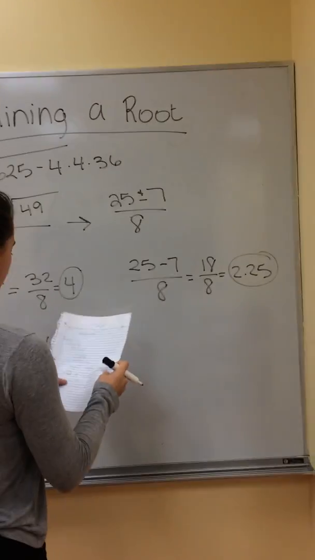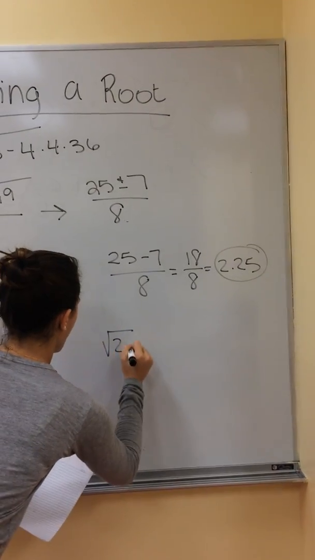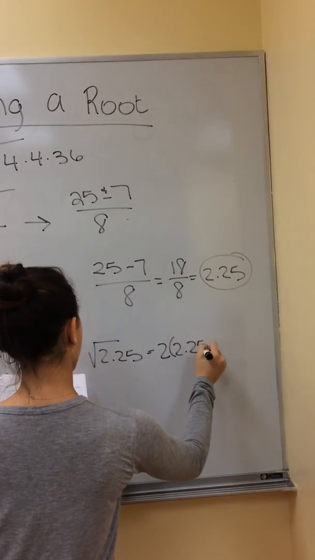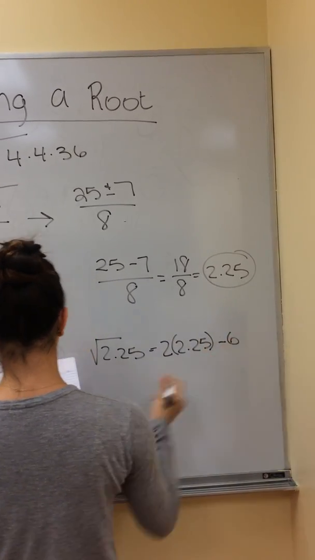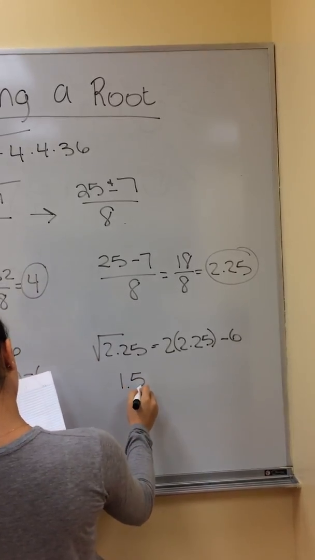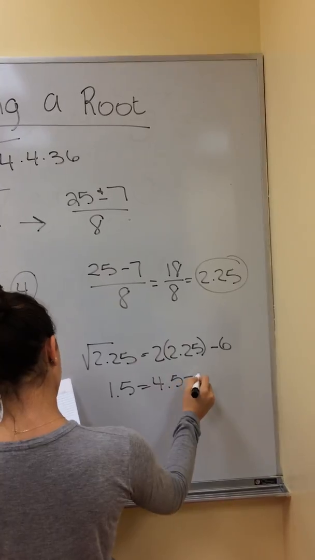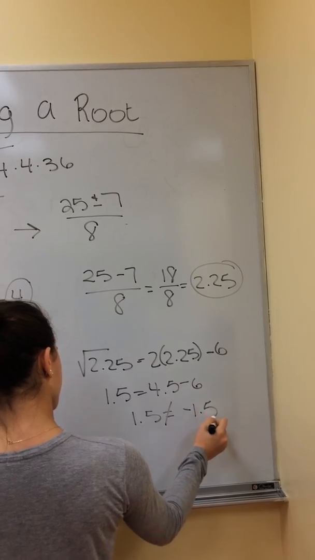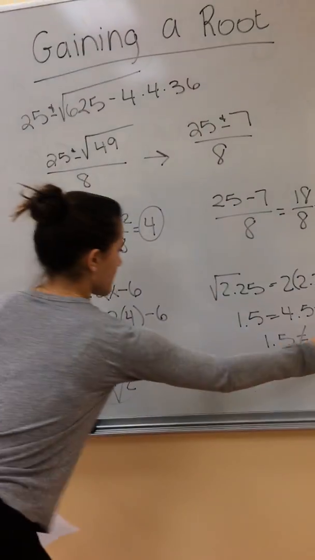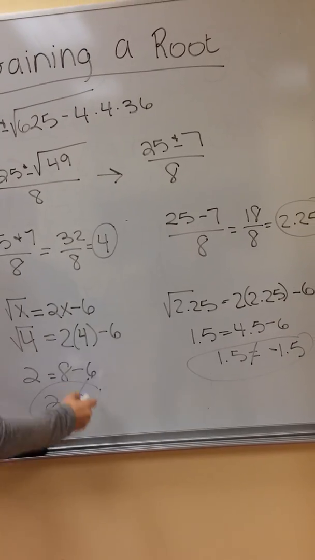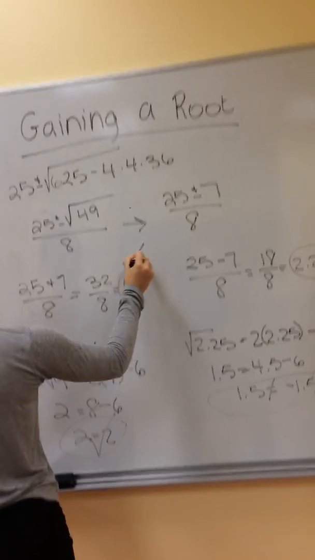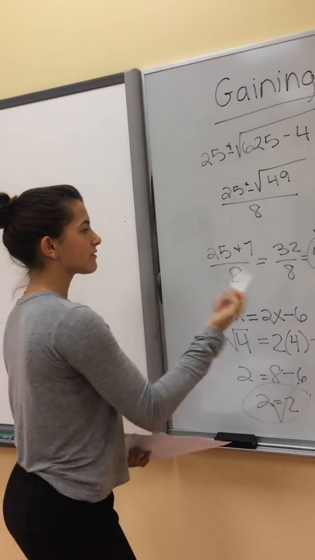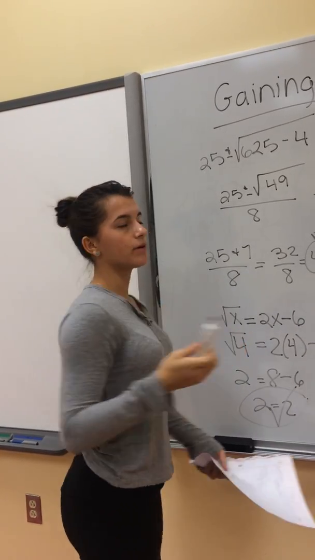Okay, cool. Then we plug in 2.25. Radical 2.25 equals 2 times 2.25 minus 6. That becomes 1.5 equals 4.5 minus 6, and 1.5 does not equal negative 1.5. So we see, based on our answers, that only one of these roots works, right? Only 4 works, and therefore, we have eliminated the extra root that we gained and have come back to our original 1 root. That is the first example of gaining a root.